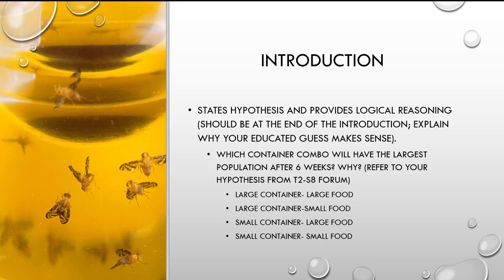Okay, so remember, this was a long-term project, and over each week we gave you the fruit fly populations for each of the containers. And so we had 4 containers. One was a large container that had a large amount of food at the beginning. And then we had a large container with a small amount of food. And then we had a small container with a large amount of food. And then we had a small container with a small amount of food.